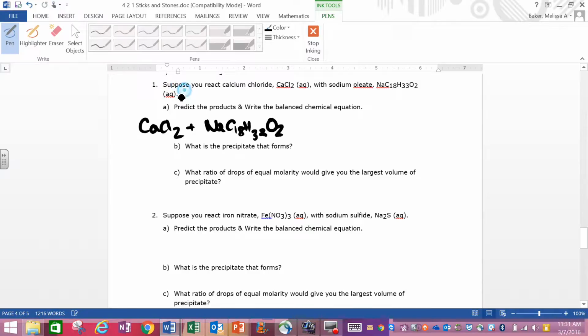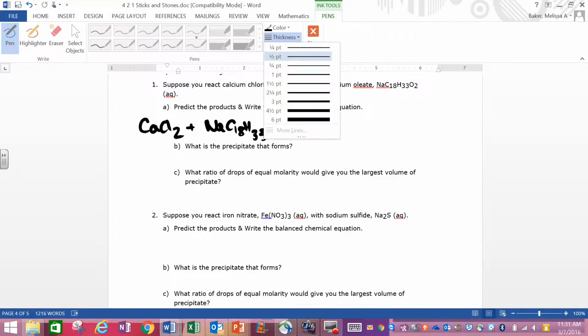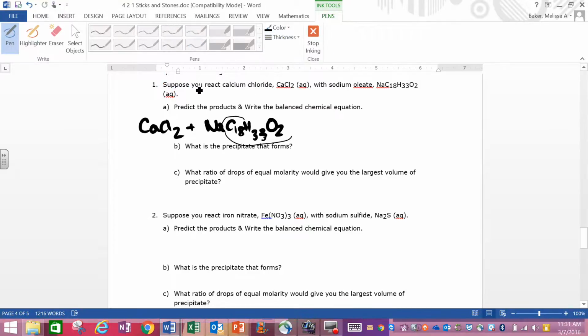NaC18H33O2. Oh my goodness, it looks really crazy, but this whole thing right here is just a polyatomic ion that must have a -1 charge because sodium's got a +1 charge. So let's find out what we make here. Now Na is going to be with Cl, and now Ca is going to be with C18H33O2, and this has a -1. Calcium's got a +2, so this will have a little 2 outside.